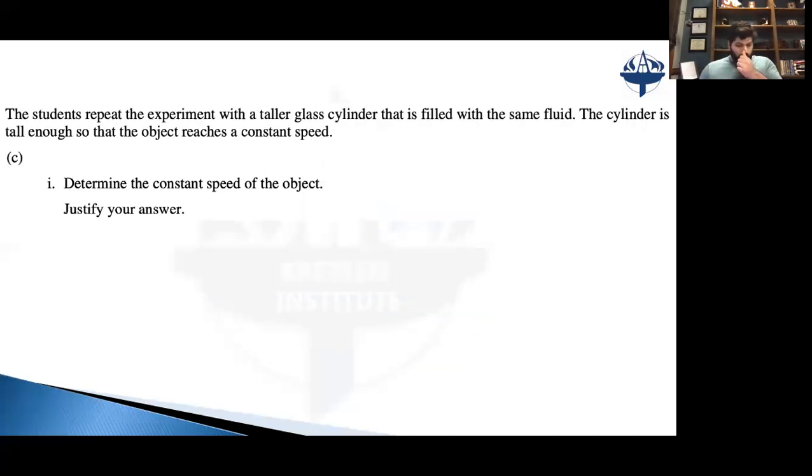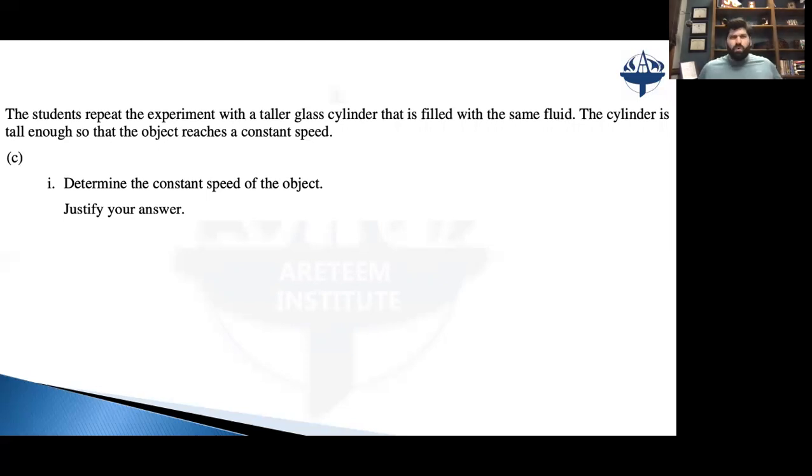So now we're looking at this experiment being repeated. However, the conditions have changed a little bit. We're going to get a longer cylinder. And so the object, as it falls, is going to reach its terminal velocity. As it falls through the fluid, it gets to a constant velocity. So we want to determine what this constant velocity is.